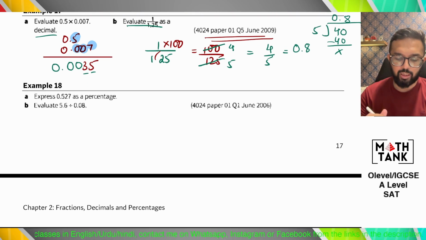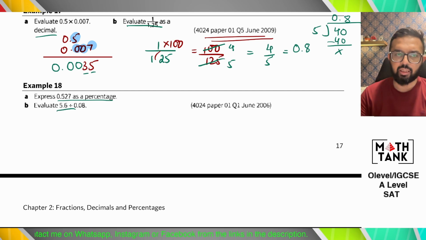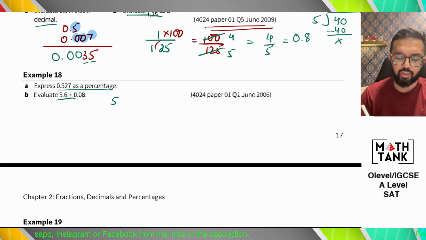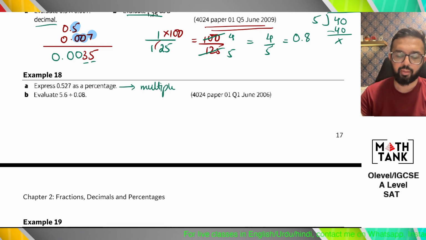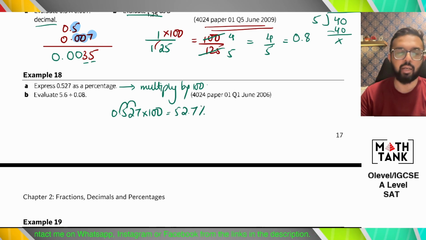Then some more past paper questions, although we haven't talked about percentages, let's talk about it in the next part of the chapter, not in this part. But if you remember, simply whenever you want to convert a number to a percentage, you simply multiply by 100. Okay, so 0.527 multiplied by 100 is going to give you 52.7%.